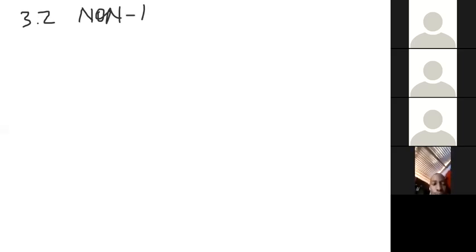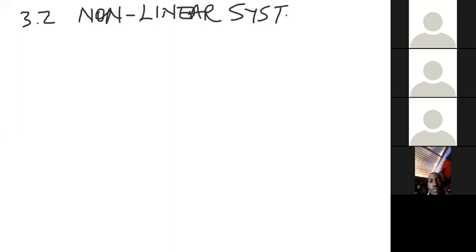So last time we met, we were looking at methods for solving linear systems of equations, that is numerical methods for solving linear systems of equations. So today, let's look at non-linear systems of equations. So we look at the last section in this chapter, non-linear systems of equations.